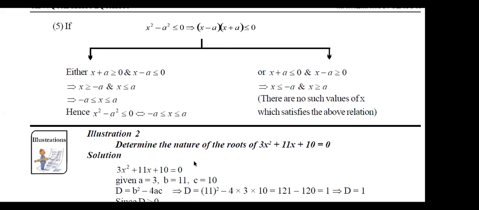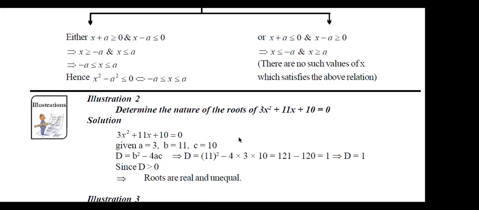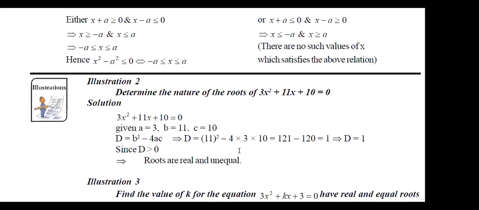Now, this is a very easy problem. Question number 2. Don't you think that question number 2 is very easy? Yes or no? Yes, a is equal to 3, b is equal to 11, c is equal to 10. So find the value of D. After finding the value of D, I can find the nature of roots.